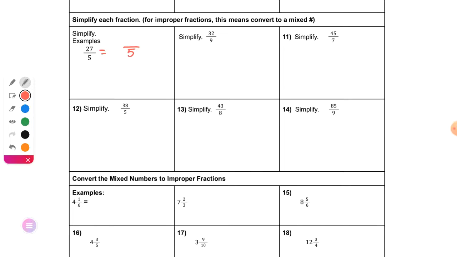How do I know that my denominator is going to be a 5? Do you need something? Okay, turn around then, like all the way.